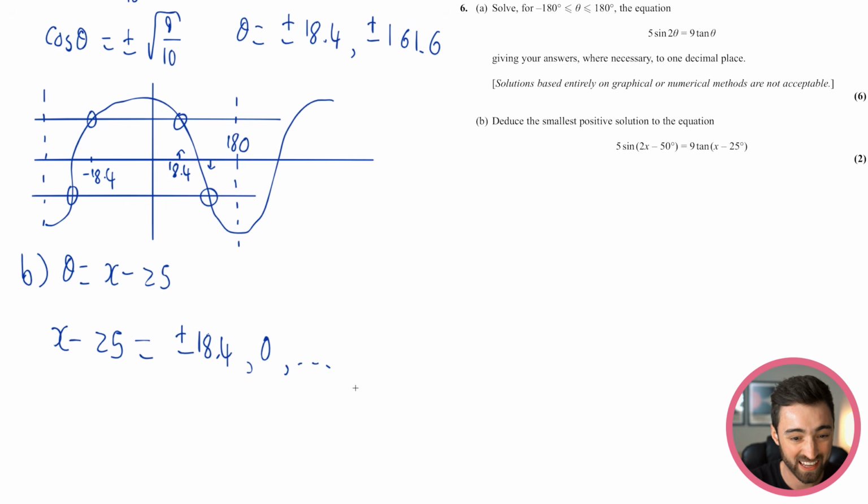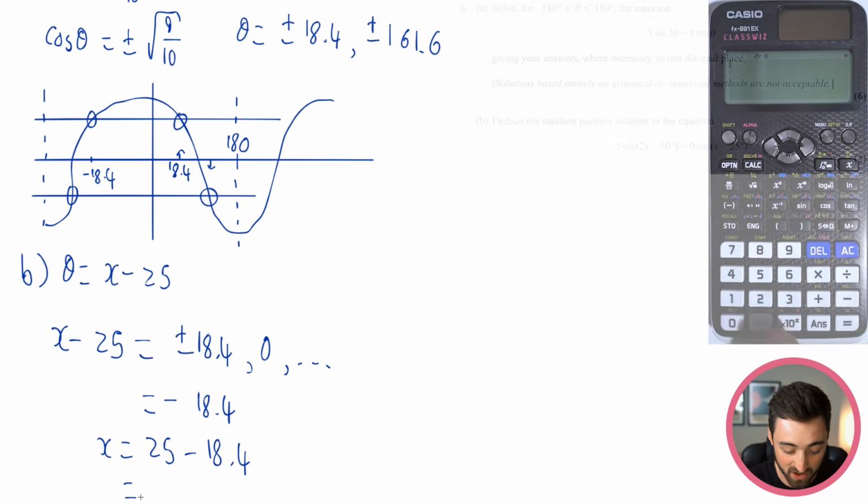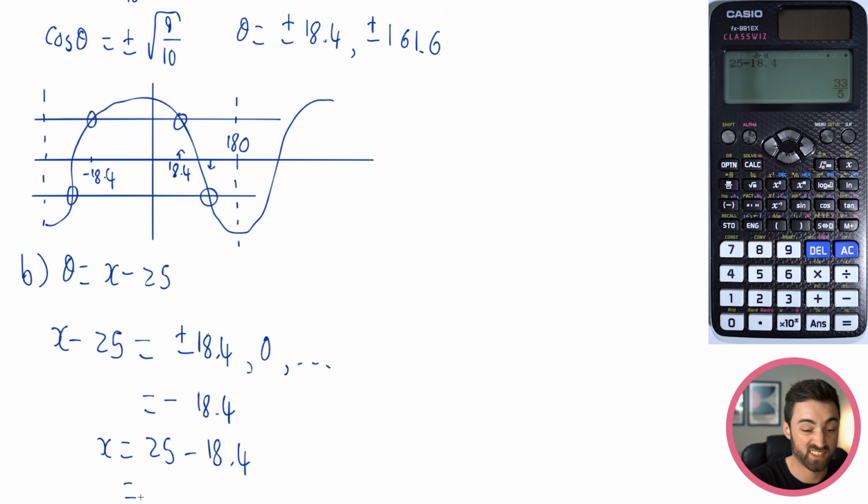So we need to be super careful here, because for the smallest positive solution for theta, obviously we've got the 0, but then we've got the 18.4, stuff like that. But that wouldn't be the smallest positive solution for x, would it? Because we're going to then add 25. So if you think about it, if we choose the minus 18.4, which is obviously negative for theta, but then we add the 25 to it, we're going to get 25 minus 18.4, which is going to be positive, and that is going to be our smallest one. So if I just do 25 minus 18.4, I am going to get 6.6.